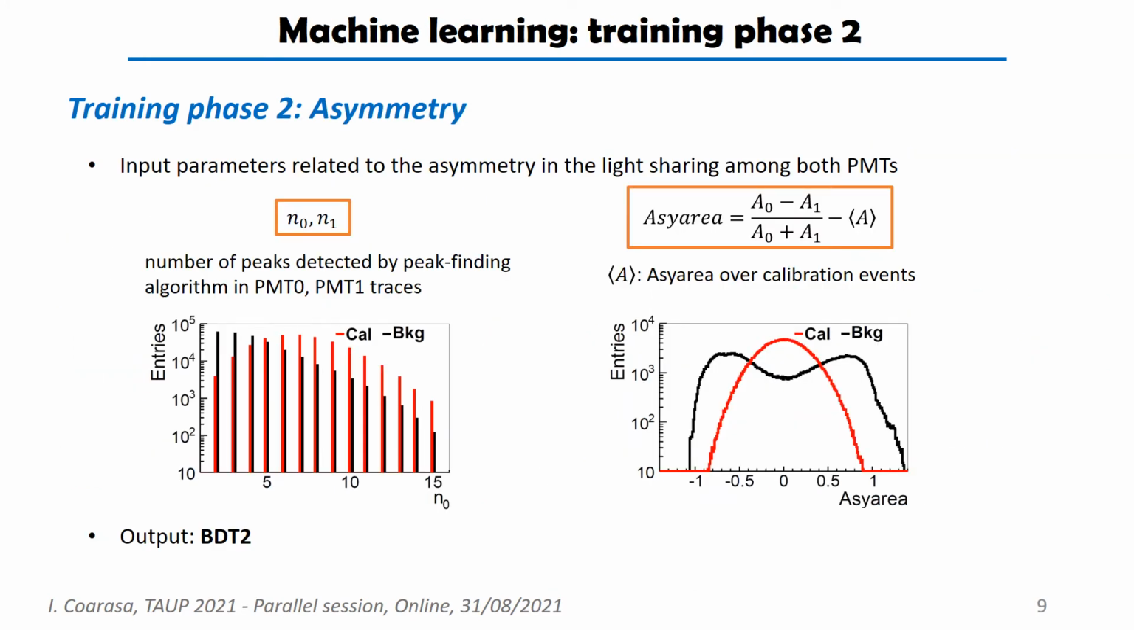In the second phase of training, the following are used as input variables: the number of peaks detected by the peak finding algorithm in PMT0 and PMT1 traces, N0 and N1 respectively, and the quotient between the charge partition among both PMTs and the total charge, corrected by the corresponding mean value of asymmetry in area for each detector. The training result provides the new VDT2 variable, which combined with the previous VDT parameter allows us to discriminate most of the noise events from scintillation events.